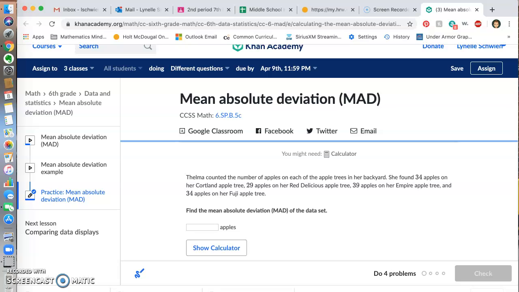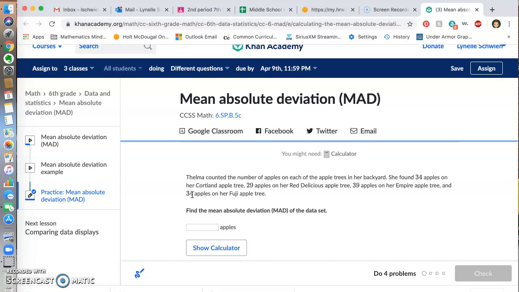All right, so I've already done the work for this problem. I have added up 34, 29, 39, and 34. Hit equal, remember to outsmart your calculator, and then I divided by 4 because there are 4 numbers there, and I got a mean of 34.